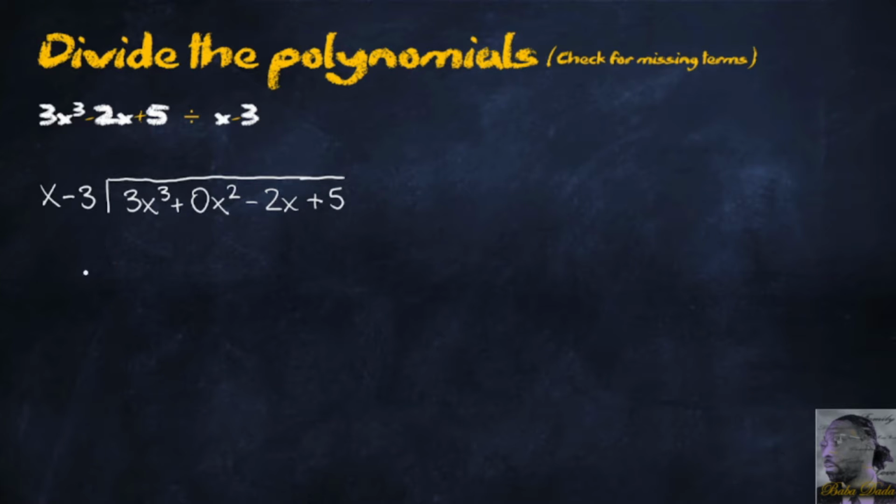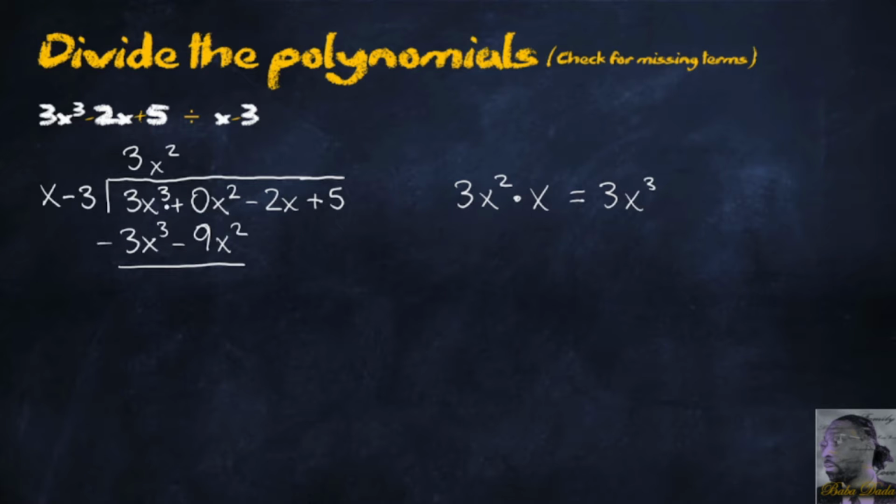Okay, so just like the last question, we need a number. We need this number here, 3x cubed. So when we subtract it, it cancels. And that number is going to be 3x squared times x. So it'll be 3x cubed. So we're going to multiply x by 3x squared. And that's going to give us 3x cubed. And then we're going to multiply 3x squared by negative 3, giving us negative 9x squared. And then we could do our subtraction. These cancel.